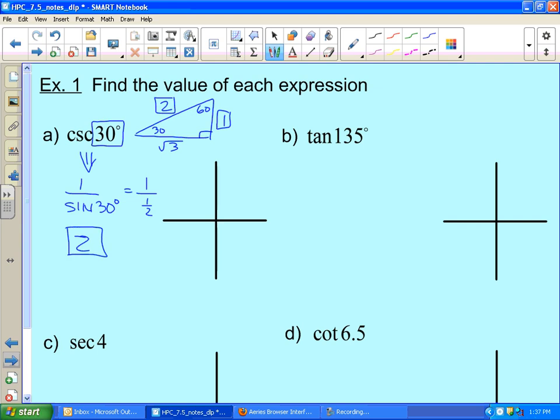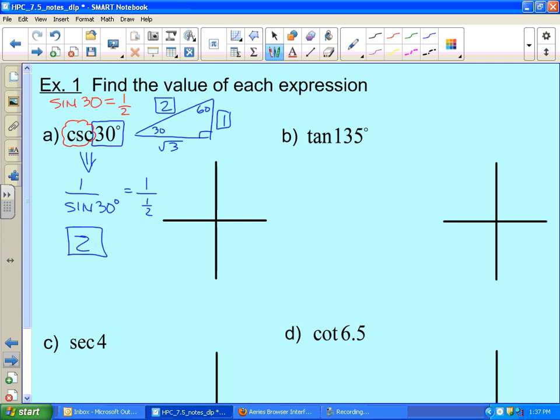So there are 2 approaches to doing these problems. This is one of the approaches: rewrite it as a reciprocal, 1 over sine. The other way is essentially the same thing, but you just recognize what the reciprocal function is. The sine of 30 is 1/2, and the answer to the cosecant of 30 would be the reciprocal of 1/2, which is 2. One of those 2 ways you're going to want to do it.